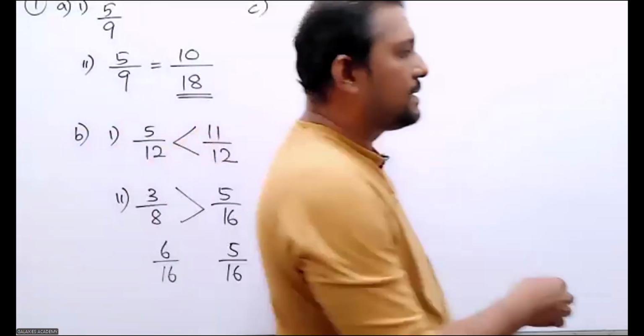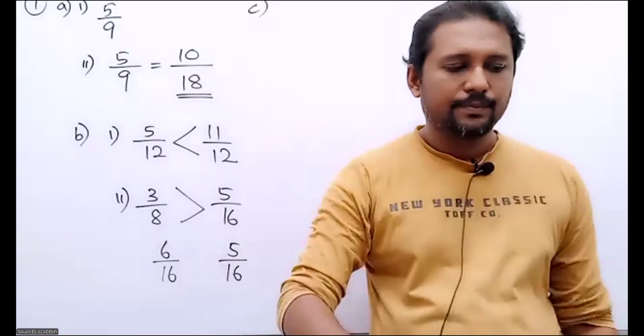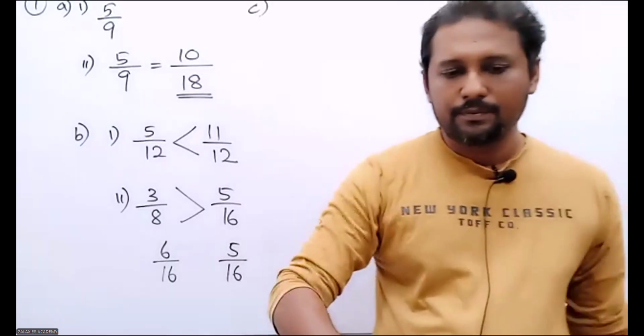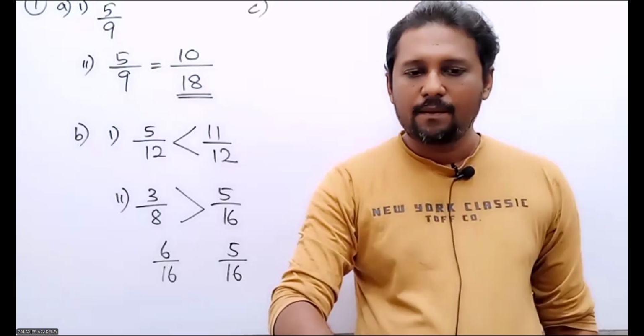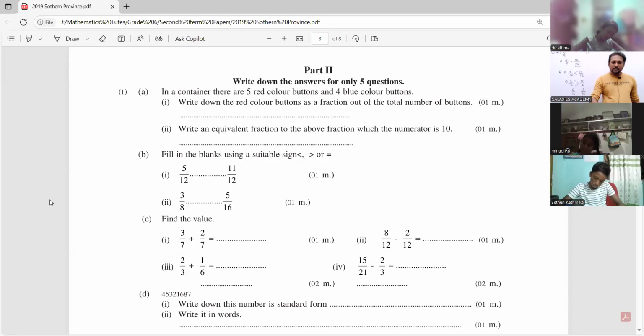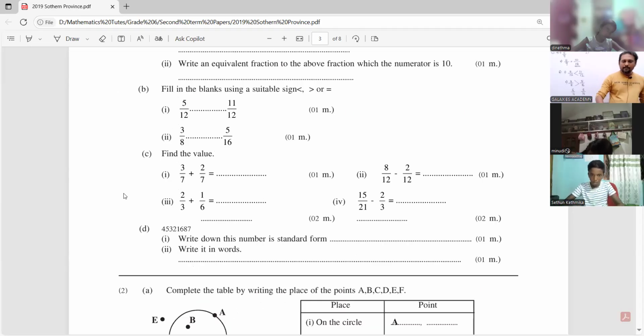Then we can go to simple C part. Simple C has addition and subtraction questions. There are 4 subparts. The first one, 3/7 add 2/7. And the second part, 8/12 subtract 2/12.